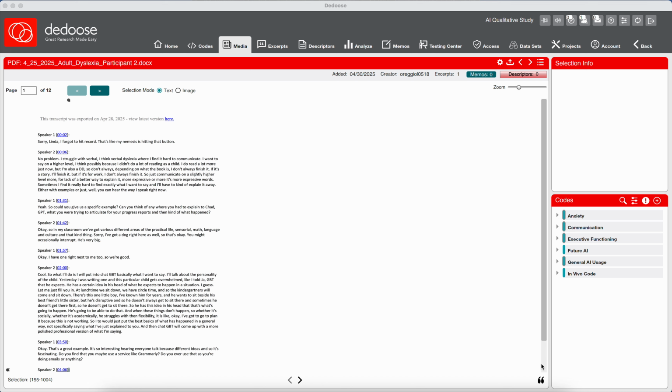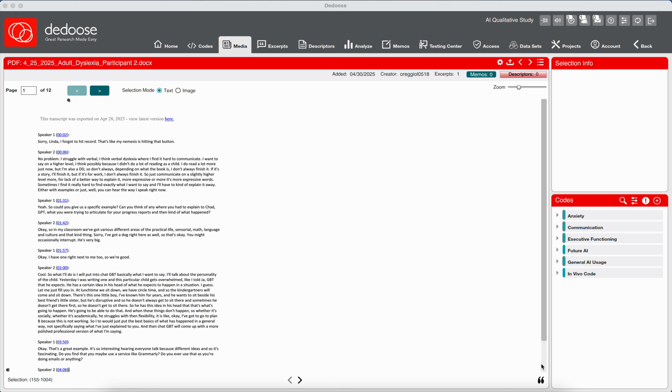The first one is related to how individuals with disabilities use AI for communication. The second one is how they use it for executive functioning. The third one is how it impacts their anxiety levels. And then the next one is just how they use AI in general.